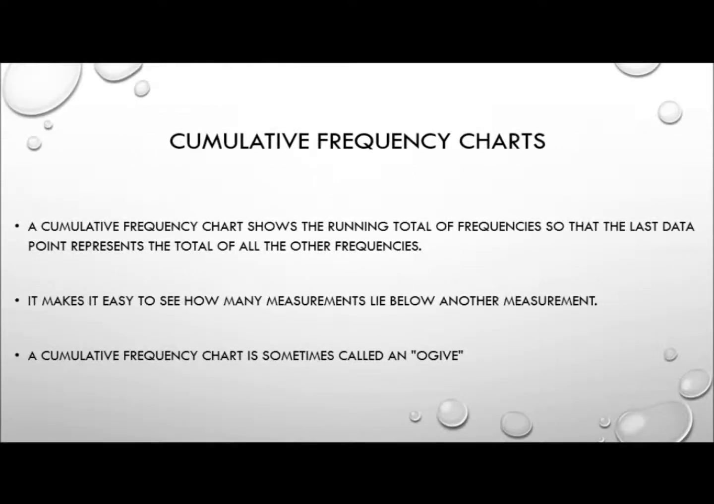A cumulative frequency chart shows the running total of frequencies so that the last data point represents the total of all other frequencies. It makes it easy to see how many measurements lie below another measurement. A cumulative frequency chart is sometimes called an ogive.